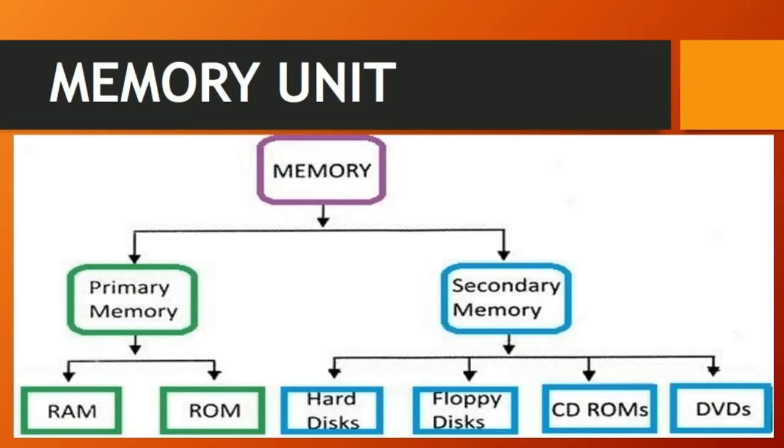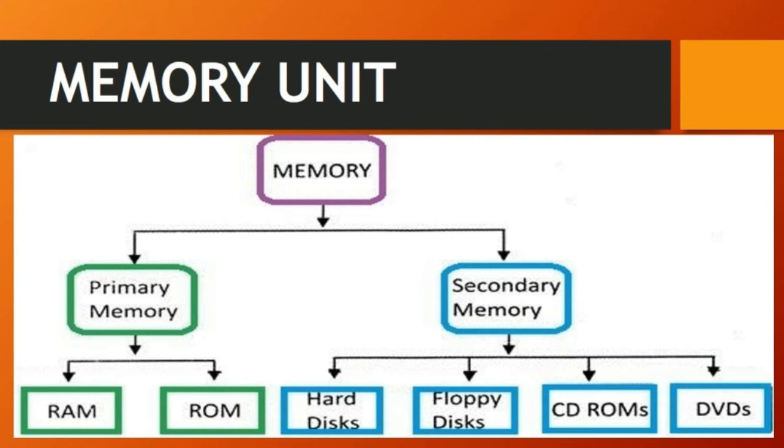Let us see what is meant by memory unit. Memory unit is nothing but it stores the information. It will store all the data as well as information. Memory is of 2 types: primary memory and secondary memory. Primary memory is divided into 2 types, that is ROM and RAM. Secondary memory is divided into 4 types: hard disk, CD, DVD and flash drives.